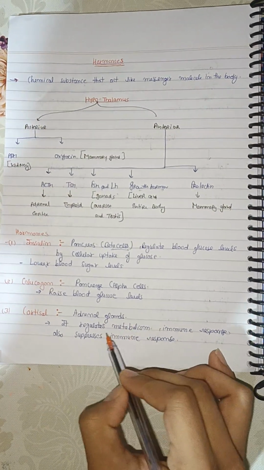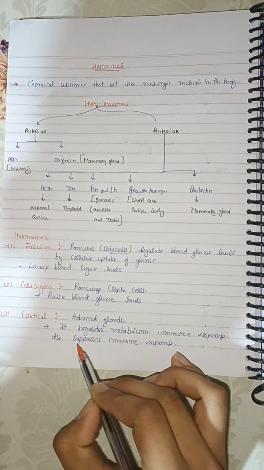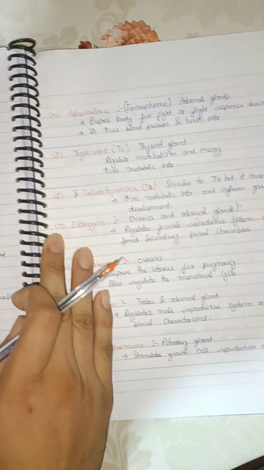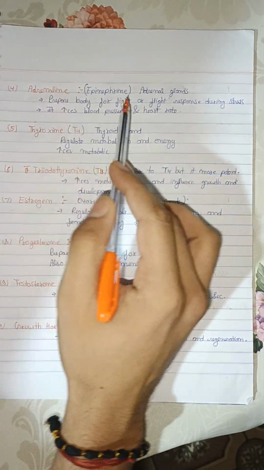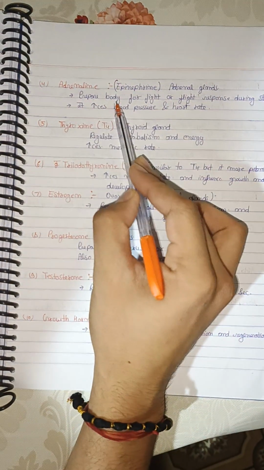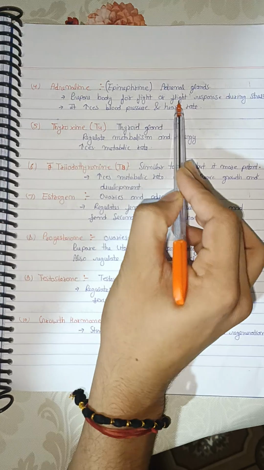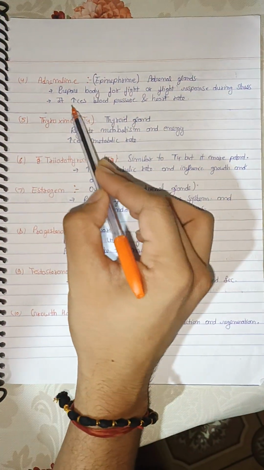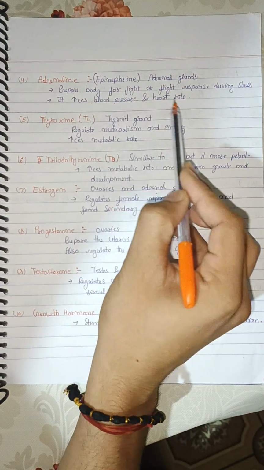Cortisol is from the adrenal gland. It regulates metabolism and immune response, and also suppresses our immune response. The fourth one is adrenaline. It is also known as epinephrine. It is released from the adrenal gland. It prepares the body for the fight-or-flight response during stress. It also increases our blood pressure and heart rate.